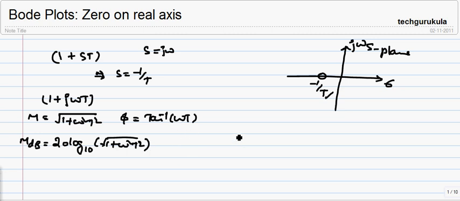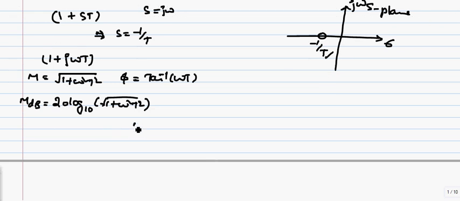Now in this we'll have two conditions. Let's see the first condition first, when omega T is less than 1. Omega square T square will be very much less than 1. In that case we can write 1 plus omega square T square as 1 itself. So square root of 1 is 1, and we can write 20 log base 10 of 1 as 0 dB. Okay, the magnitude is going to be 0 dB.